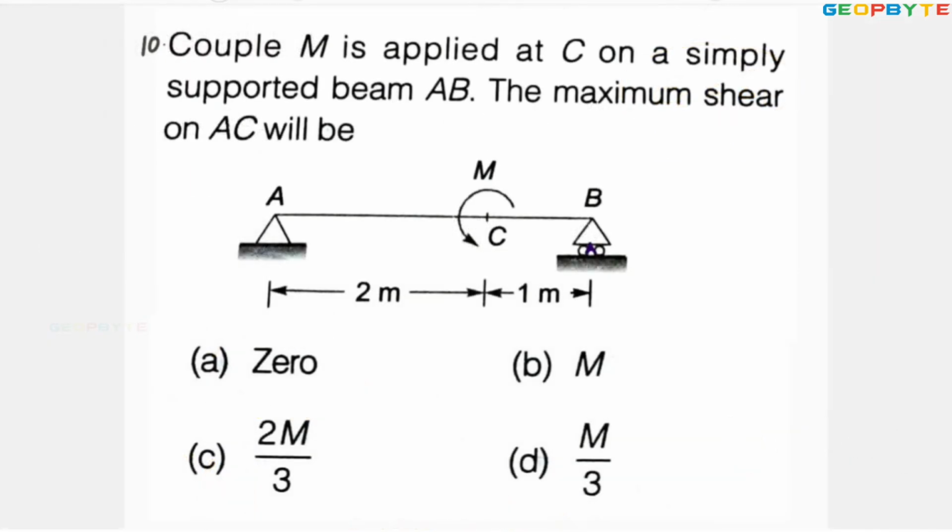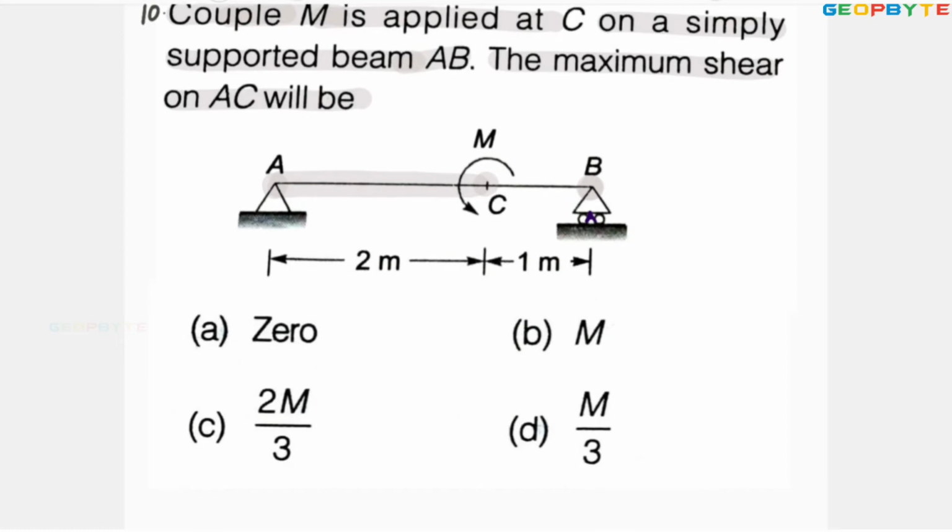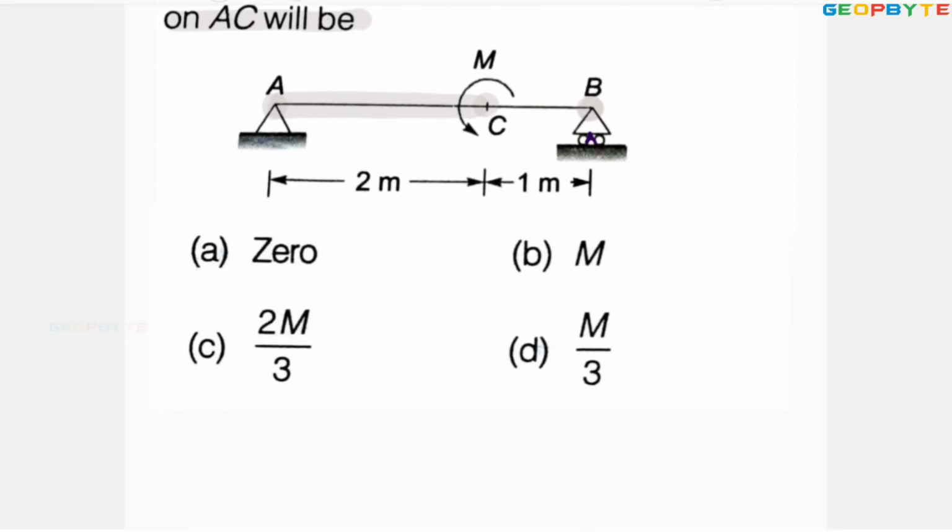Yes, read the 10th problem. Couple M is applied at C. Look at the simply supported beam. At A, there is a support and there is a support at B also. At C, there is a couple or bending moment M on a simply supported beam AB. You are asked to find the maximum shear force in this AC region. Now, look at the diagram.